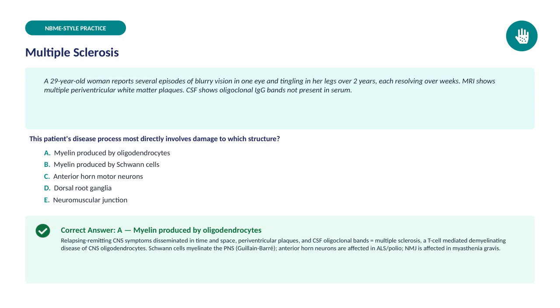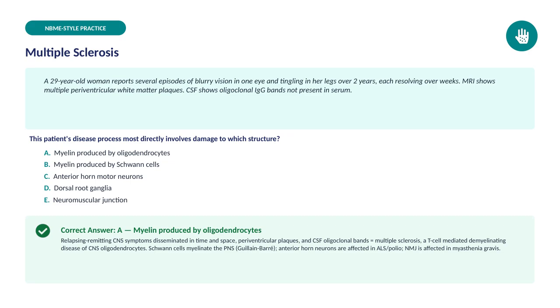This patient's symptoms of episodes of blurry vision in one eye and tingling in the legs that resolve over weeks, combined with multiple periventricular white matter plaques on MRI and oligoclonal IgG bands in the cerebrospinal fluid, point toward multiple sclerosis. This is a disease where the immune system attacks the myelin sheath in the central nervous system. The myelin in the CNS is produced by oligodendrocytes, so the damage here is to CNS myelin, not peripheral nervous system myelin, which is produced by Schwann cells.